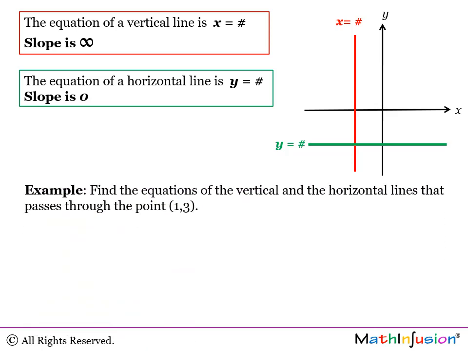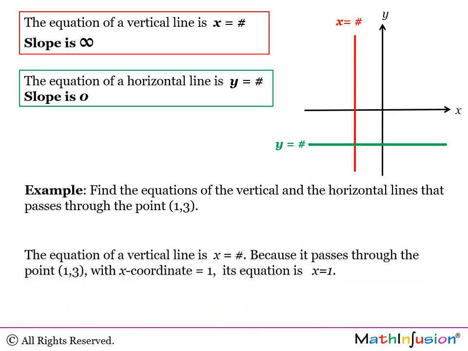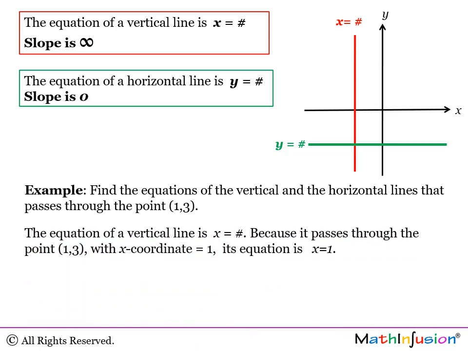Example: find the equations of the vertical and the horizontal lines that pass through the point (1, 3). The equation of a vertical line is x equals a number. Because it passes through the point (1, 3), the x-coordinate equals 1, which means that the equation of this line is x equals 1.